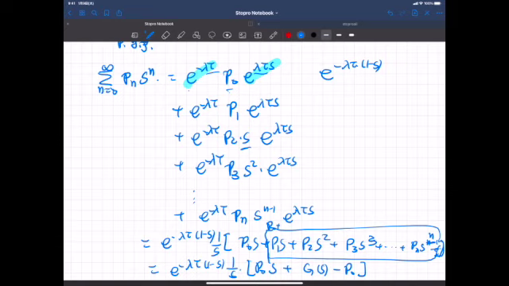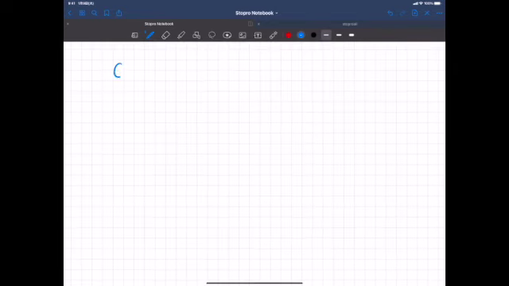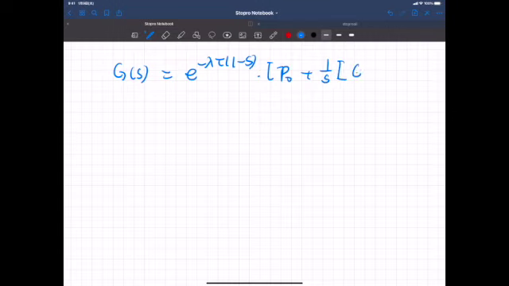Let's see. The left hand side is of course the probability generating function. After all, we have this expression: lambda tau times 1 minus s, and p0 plus 1 over s times g of s minus p0. Okay, now we can solve this equation for g of s. Just expand this and solve for g of s.